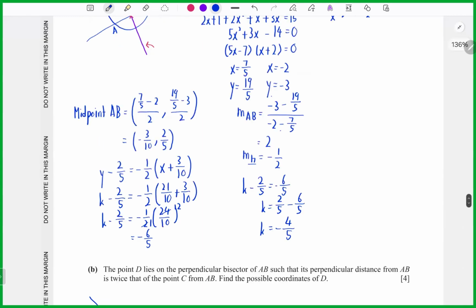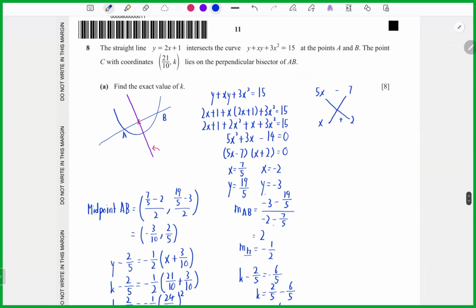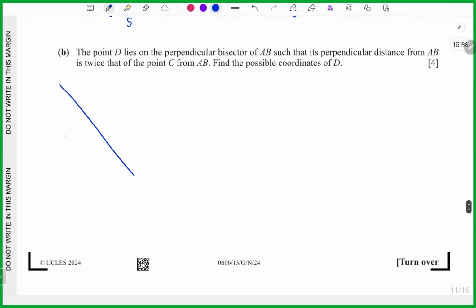I need to say something. The C is not here. Actually, C is here. Now I try to sketch the graph. This is your AB. This is your perpendicular bisector of AB. This is your point C, right? This is your midpoint of AB, negative 3 over 10, 2 over 5. This is your point C, 21 over 10, negative 4 over 5.